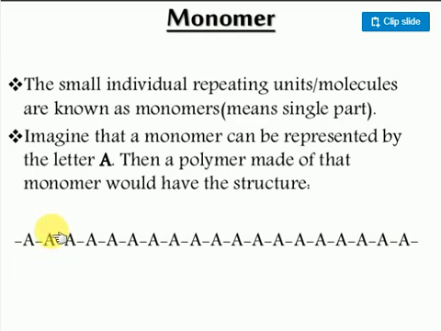So what happens? When the monomers are joined together, they form a polymer. Clear? What is the given definition here? The smallest individual repeating unit present in a polymer is known as a monomer only. Clear? And once again I'm saying, monomer means the smallest repeating unit present in a polymer.